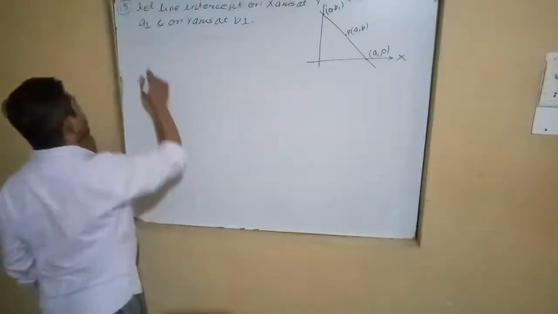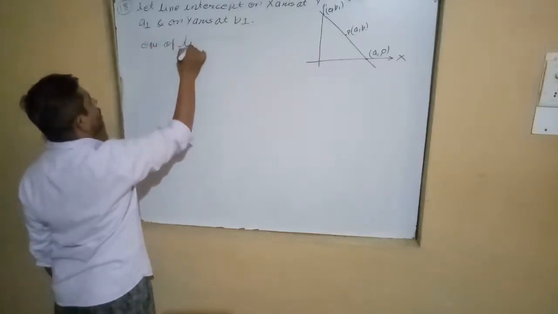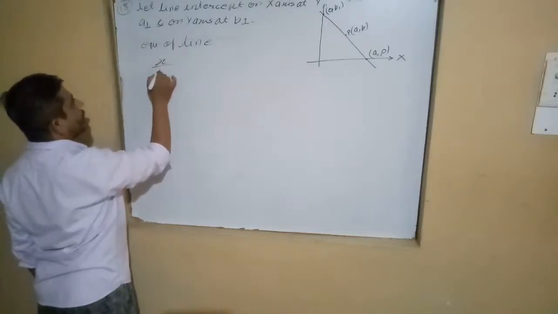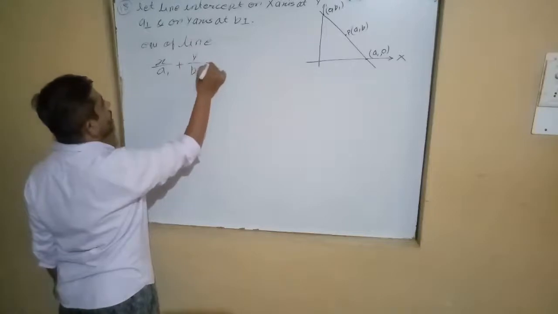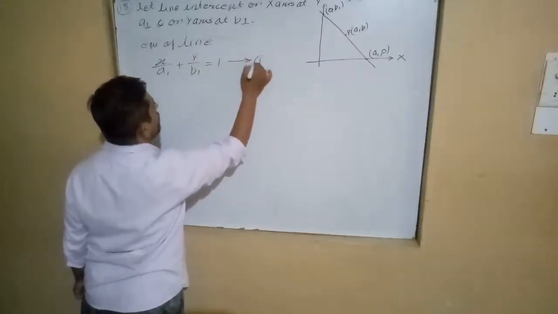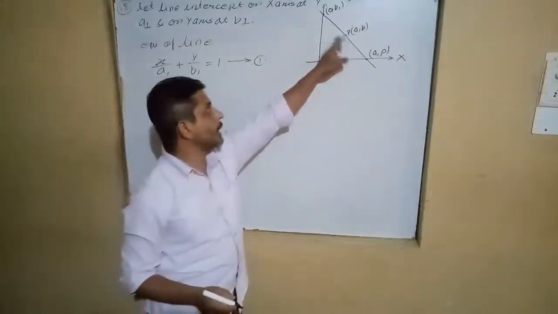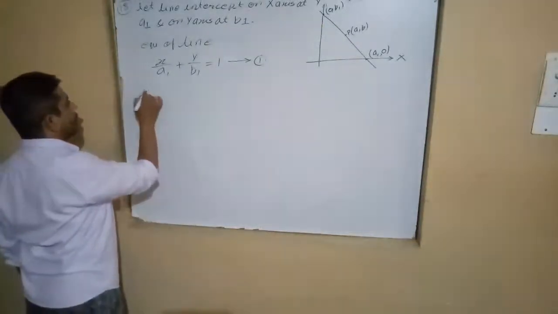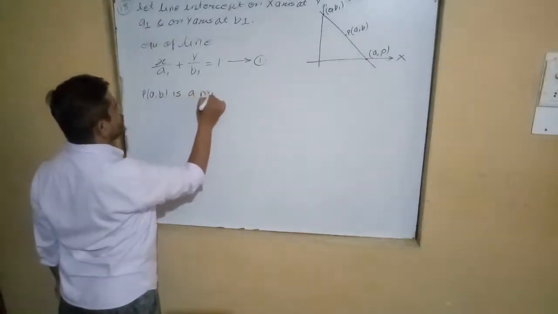Then we will write what? Therefore, equation of line. So what is the intercept form? x upon A plus y upon B is equal to 1. This is the equation first. Now we use the second given thing. What? P is a midpoint of this line.